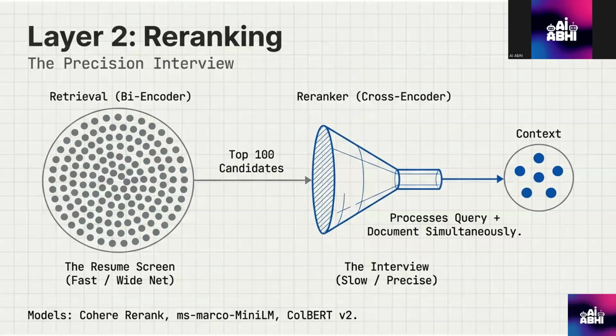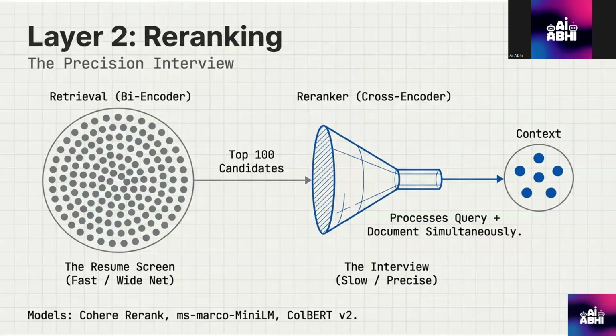In the case of MS MARCO MiniLM, it's an open source cross-encoder. It is free, lightweight, and great for prototypes, but it has lower accuracy than the larger models. Another one is BGE Reranker, developed by BAAI, which is open source. It has strong performance but needs a GPU for good speed. It also supports multilingual use and is self-hostable, for which we need a GPU.